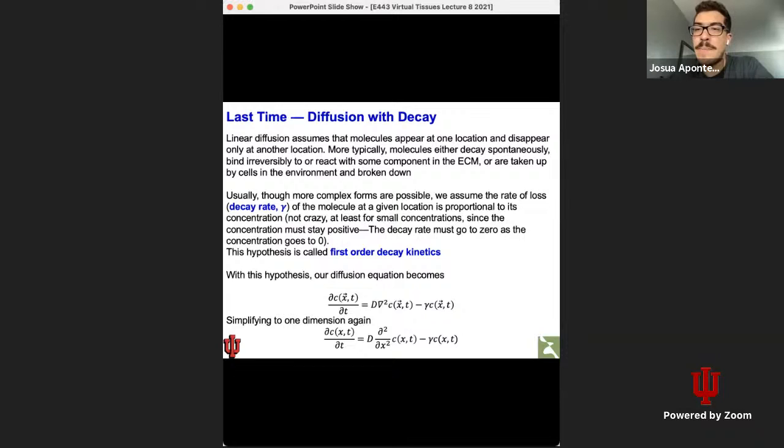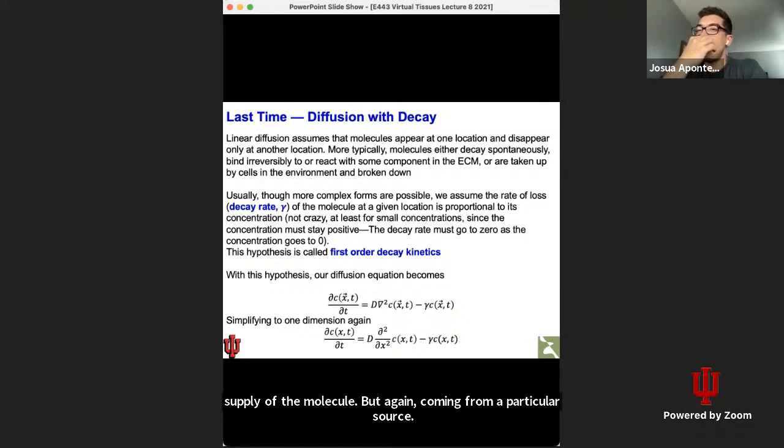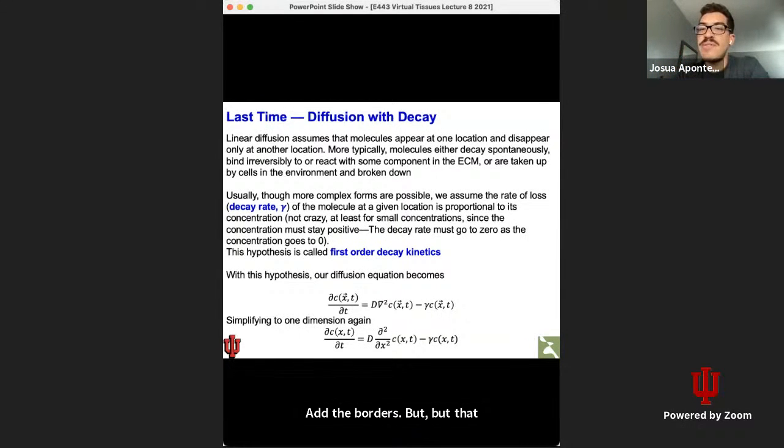exceptions to that. But the idea is that we can now represent not just the supply of the molecule, coming from a particular source at the borders, but we can also represent the consumption or decay of that molecule as it diffuses through the tissue.